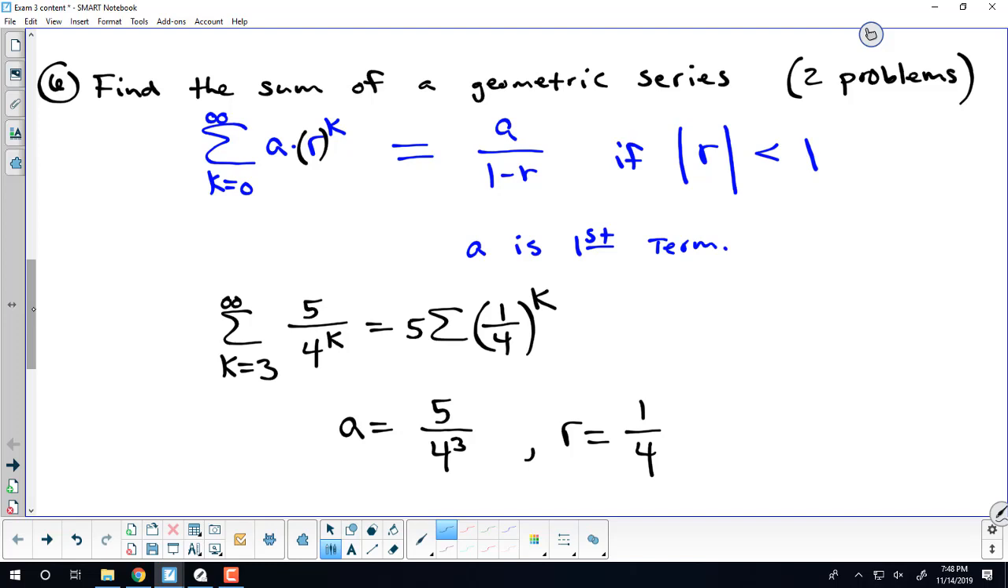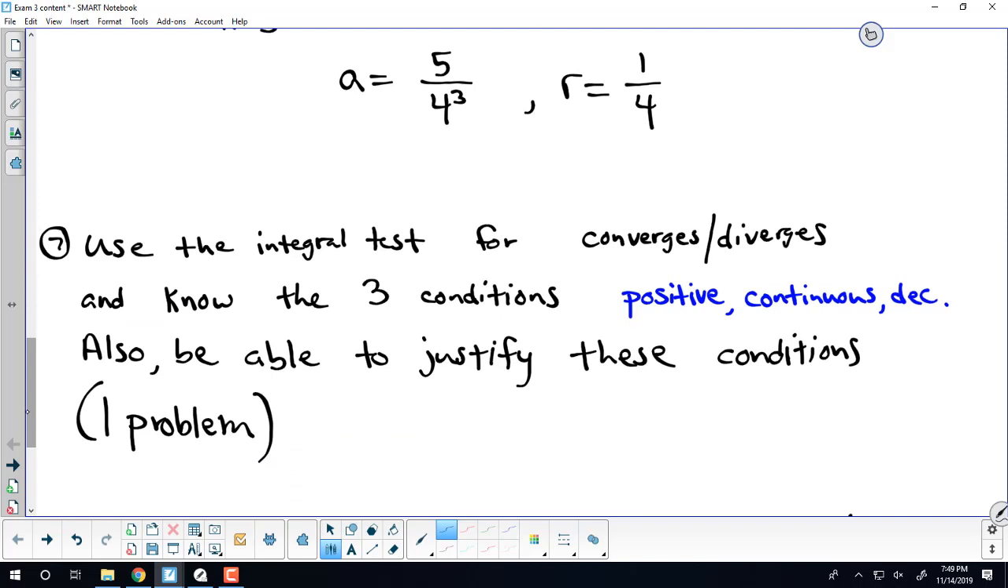There's going to be one problem where you have to use the integral test to test for convergence or divergence. With the integral test, you should know what conditions were in the assumption: that the given function has to be positive, continuous, and decreasing. And you should be able to justify those 3 conditions. It's not going to be sufficient for you to just integrate the thing and say, oh, the integral converges, then the series converges. I really want to see justification of those 3 conditions.